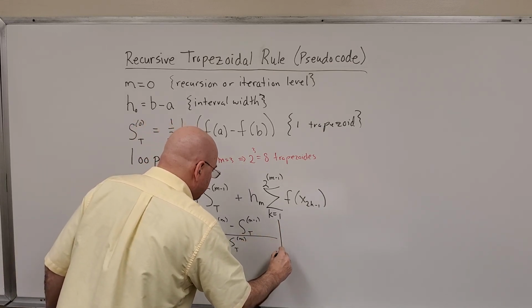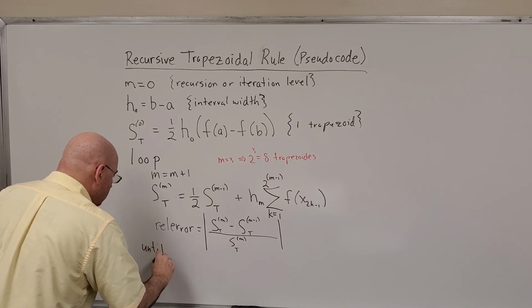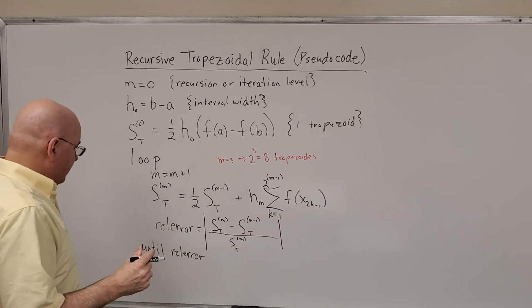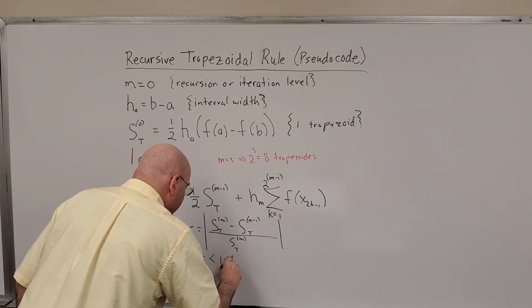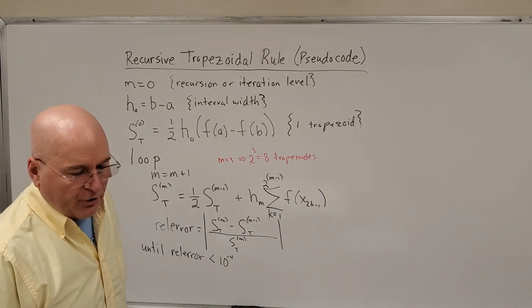Like that. And then we just put until rel error less than 10 to the negative 4. Let me see, I think I did the less than 10 to the negative 4. That's good enough for your homework.